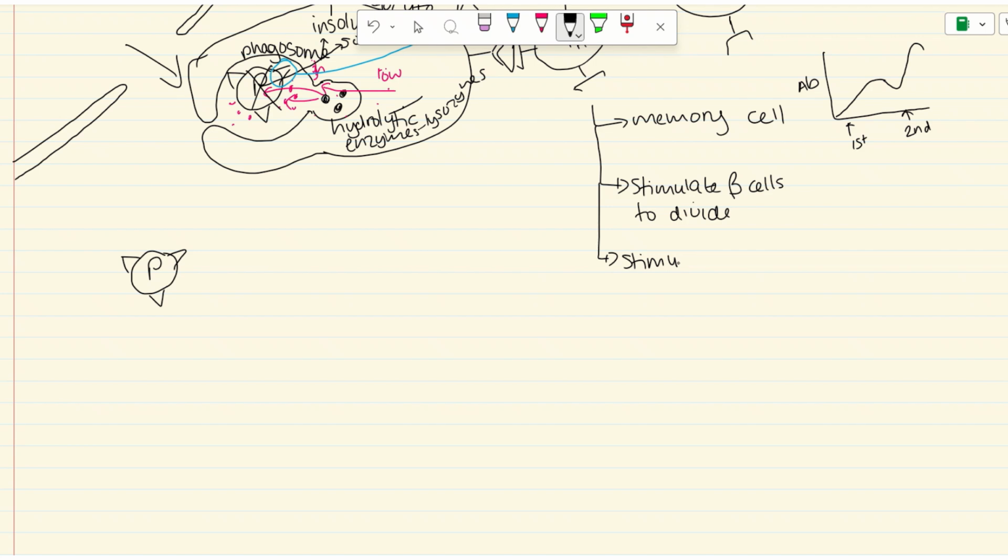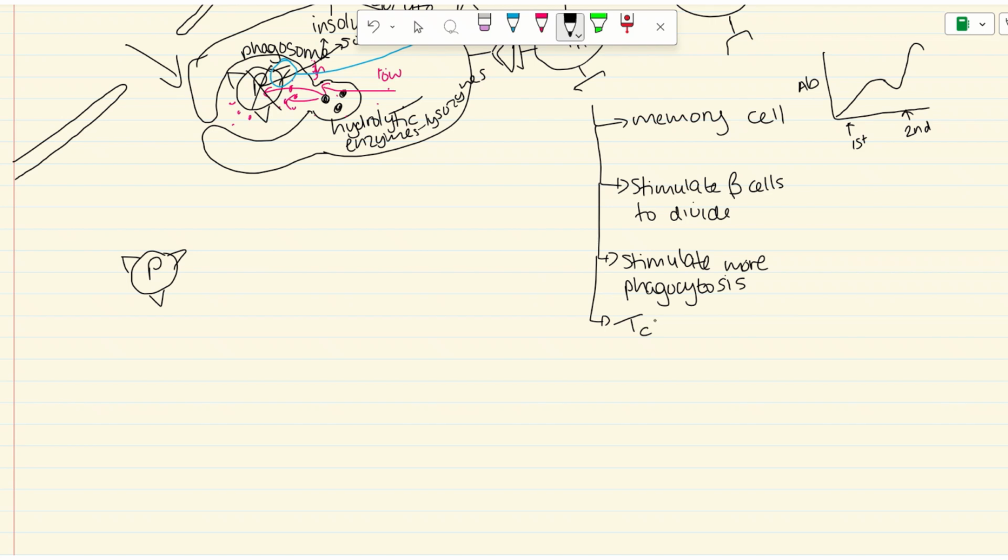This T helper cell can also stimulate more phagocytosis, which can only be a good thing, because then we've got more phagocytosis, more APCs, more T helper cells, so this is going to happen more. And it can activate cytotoxic T cells.